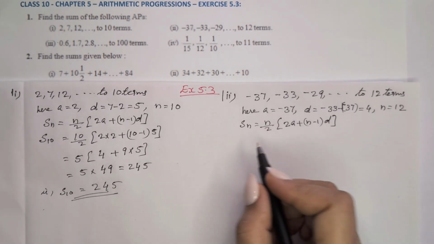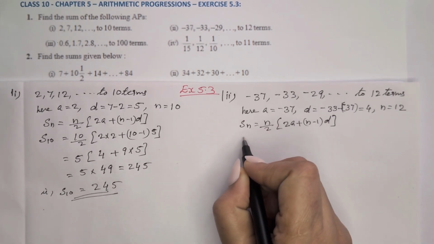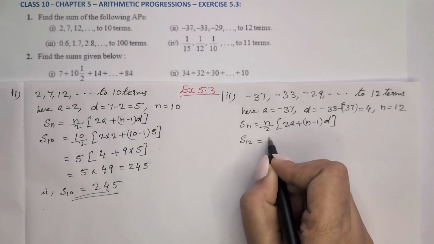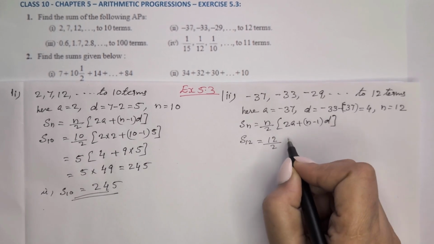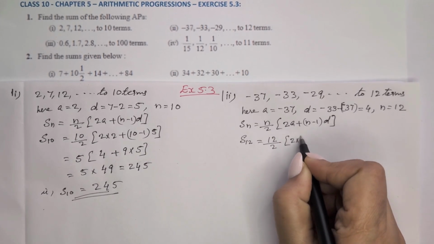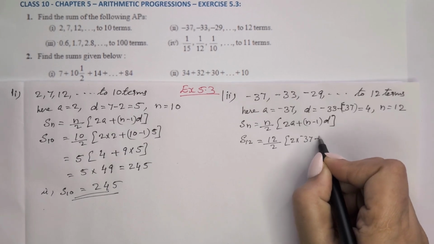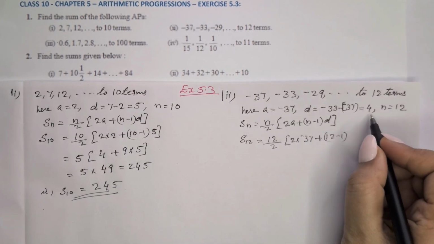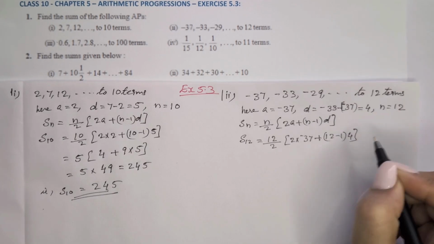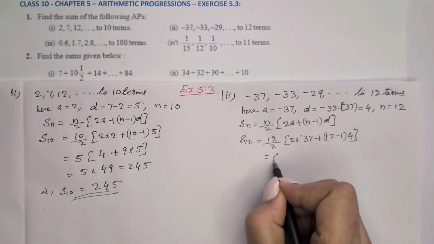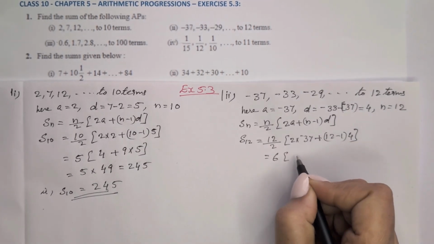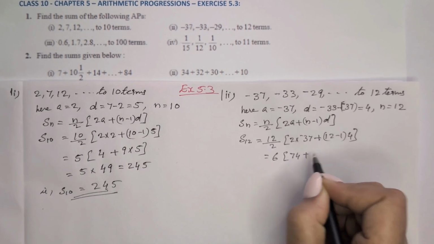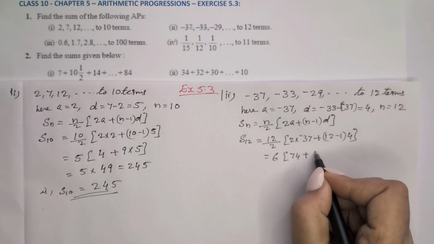So put the values there in the equation. Sn, that means S12, terms n is equal to 12. 2 into a, which is minus 37, plus 12 minus 1 into d, which is 4, which is equal to 6 into 2 into minus 37, that is 74, plus 11 into 4, that is 44.